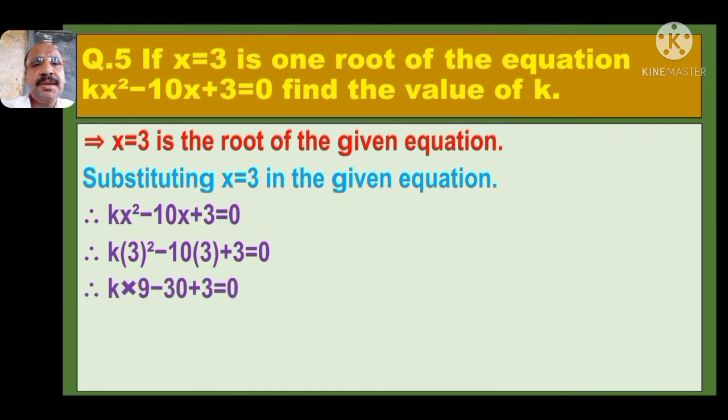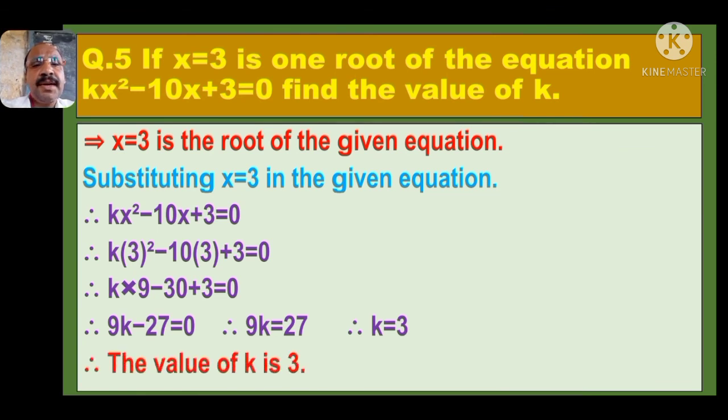Therefore, k into 9 minus 30 plus 3 is equal to 0. 9 into k, 9k, minus 30 plus 3, minus 27. Therefore, 9k minus 27 is equal to 0. Therefore, 9k is equal to 27. That means k is equal to 3. Therefore, the value of k is 3.